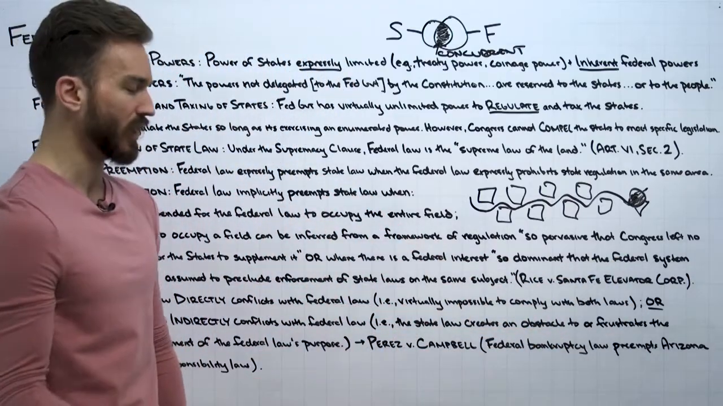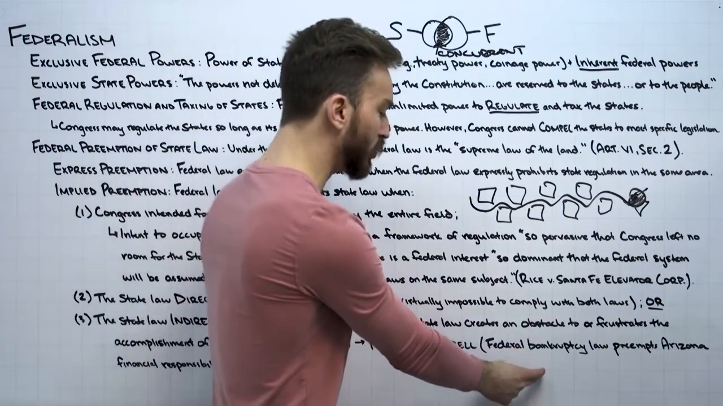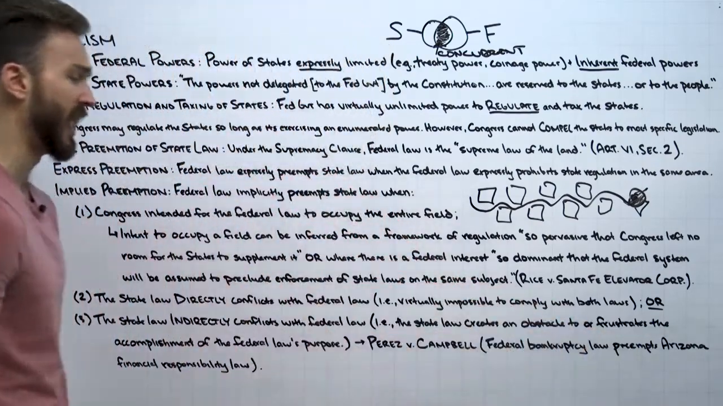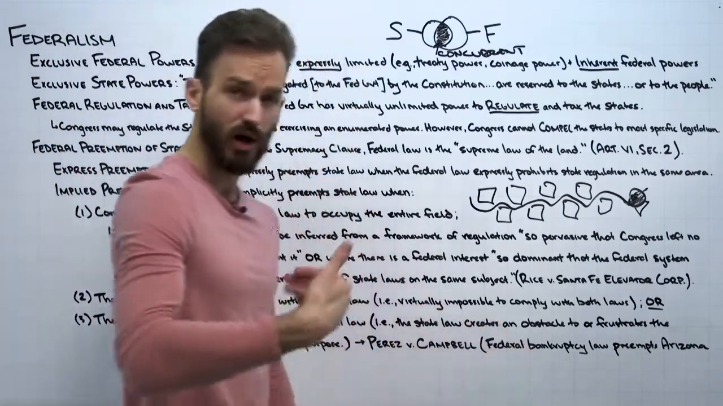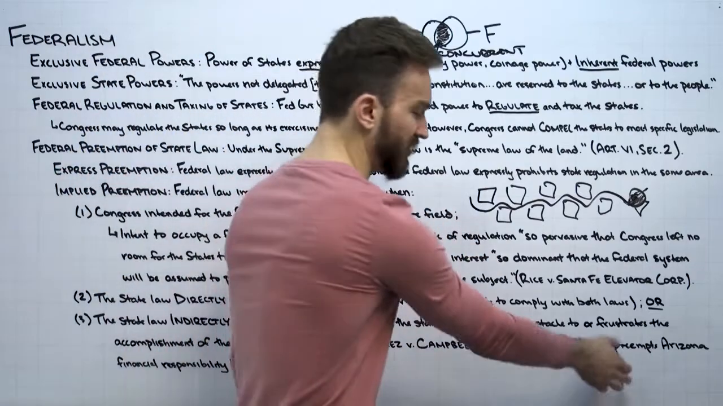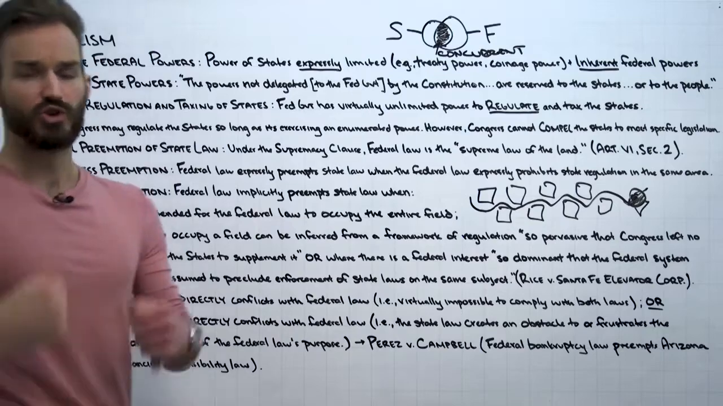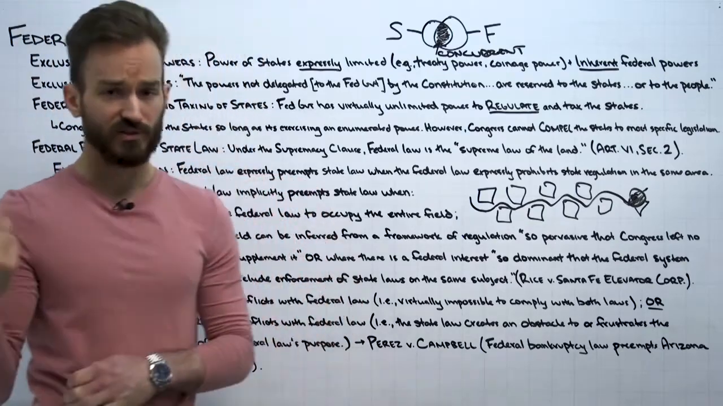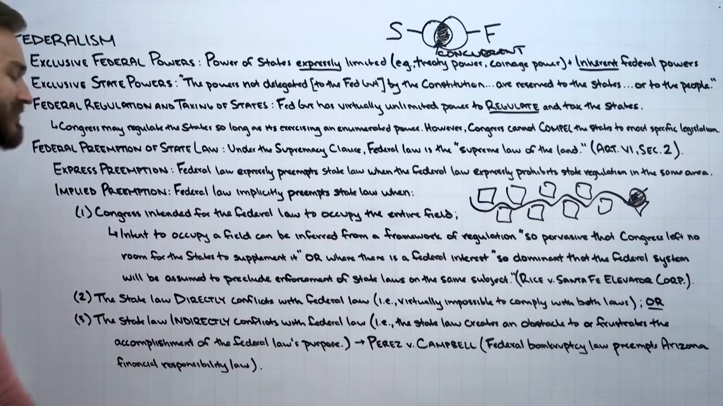And in that case, it's important to recognize that it is possible to comply with both laws at the same time. We can comply with the federal bankruptcy law. Perez can go through the federal bankruptcy proceedings and he can have his Arizona driver's license suspended at the same time. There's no direct conflict between these laws. It is absolutely possible to comply with both of them at the same time.